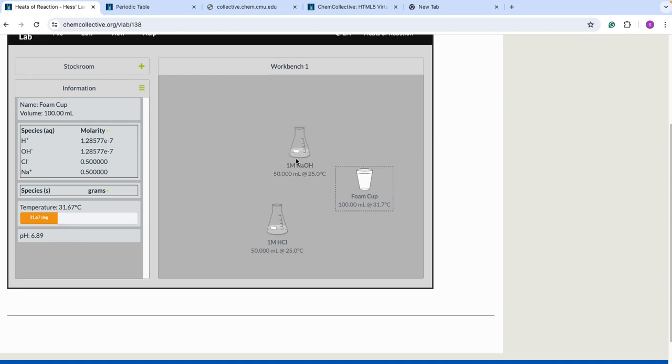Then you will need to get the difference between your before and after. You will have 31.7 and you will take away 25, and from that we get 6.7 degrees Celsius. That is our temperature change. We will then need to work out, for our further calculations further on in the experiment, the moles of acid and the moles of base, and then you will fill it into your formula and complete the calculations.